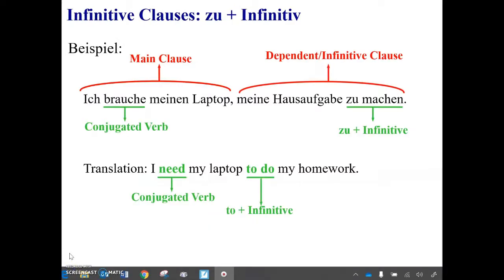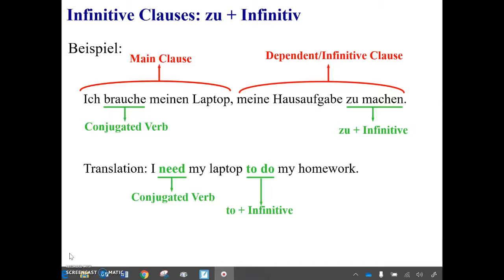Let's take a look at a concrete example of how this works. Ich brauche meinen Laptop, meine Hausaufgabe zu machen. So I need my laptop to do my homework. There are two verbs in this sentence. One is conjugated in the main clause. Ich brauche meinen Laptop. I need my laptop. And the second verb is in its infinitive with this zu construction, zu plus Infinitiv, meine Hausaufgabe zu machen.